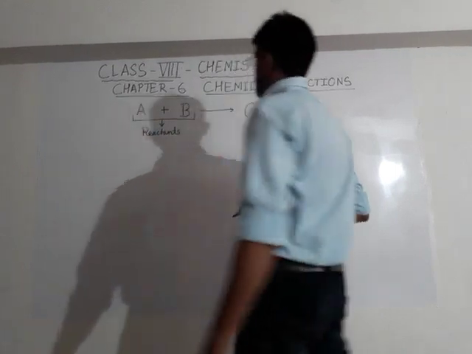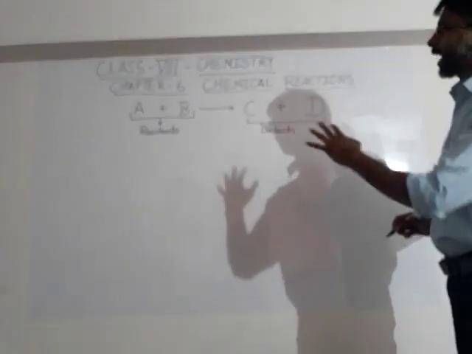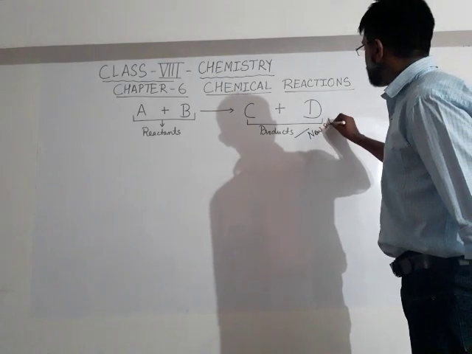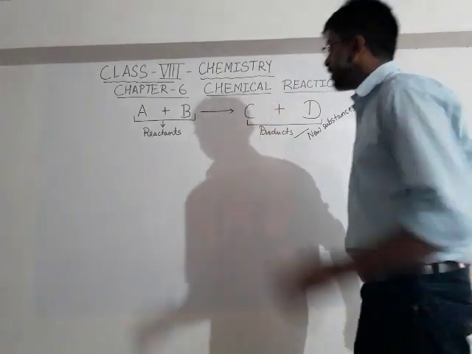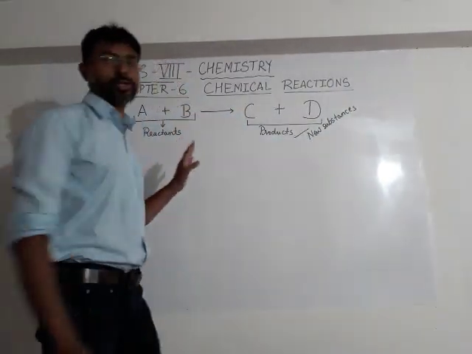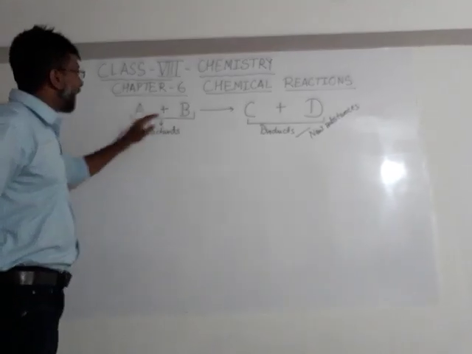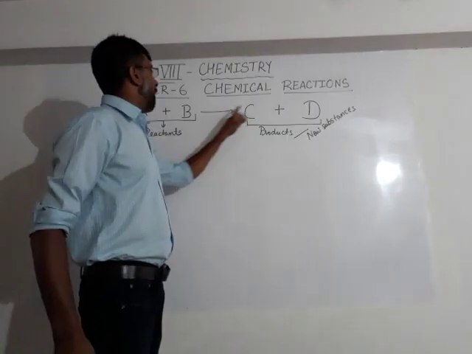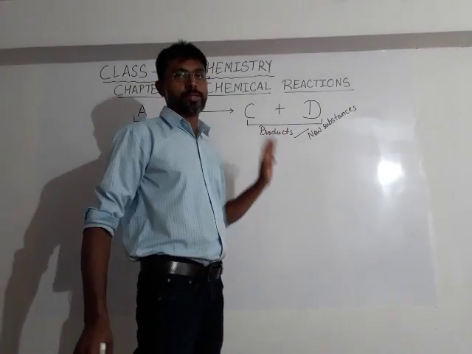Now, the products C and D which are formed after the reaction between A and B are completely new substances. You must keep this in mind. Now, this is a general chemical reaction. In a general chemical reaction, the reactants are separated from the products by an arrow. Okay? The products are completely new substances.